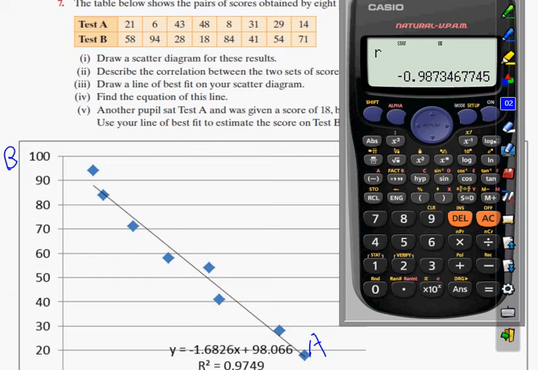Now, draw a line of best fit on your scatter diagram. I won't do that first. What I'm going to do first is, when I see a question like this where it says, find the equation of this line, I'll find the equation first and I'll draw it second. Now, let me show you how to go about doing that.